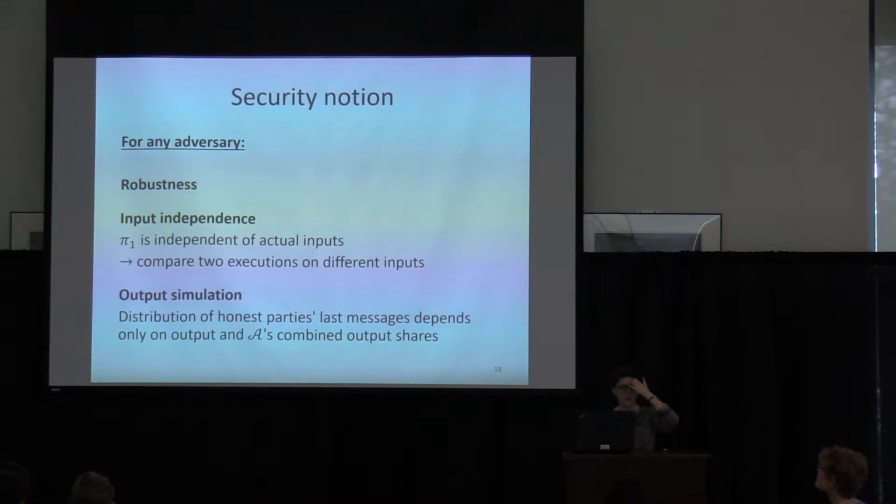So more formally, a bit more formally, what we prove is that the distribution of the honest party's last messages depends only on the output and the adversary's output shares. So you also need to extract those output shares now. Or phrased differently, if you have the output and the output shares, then you can compute messages for the honest parties for this last round that are consistent with what happened so far, or with what the adversary has seen so far. And of course, it is important that you can efficiently sample from this distribution.